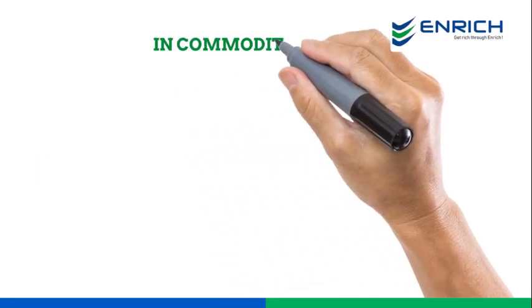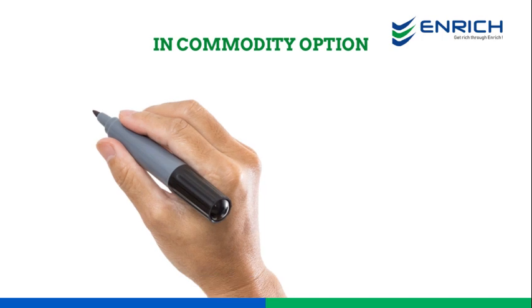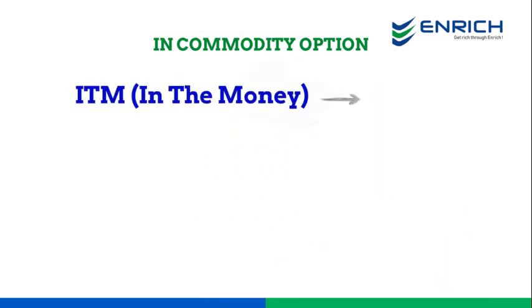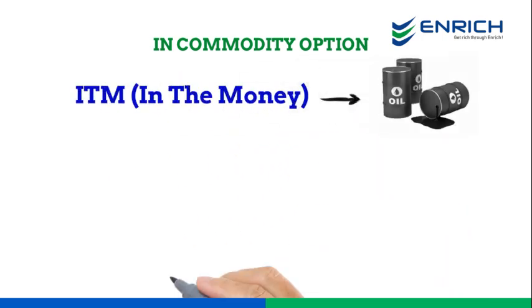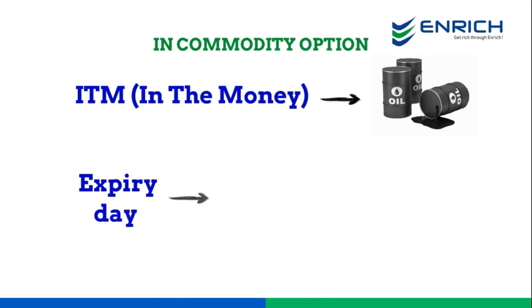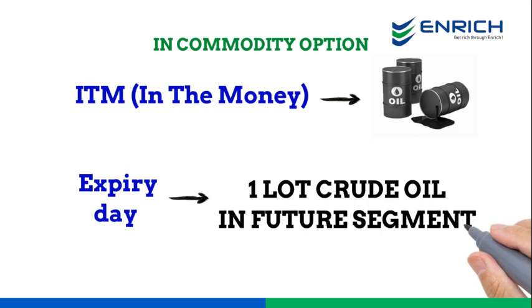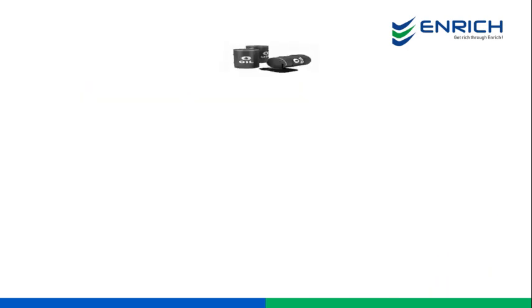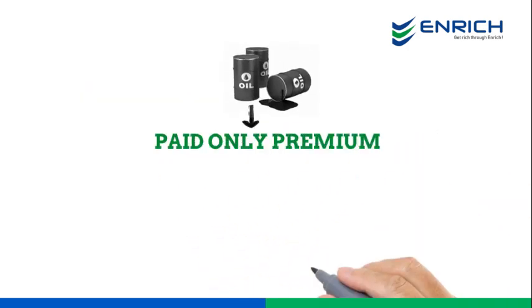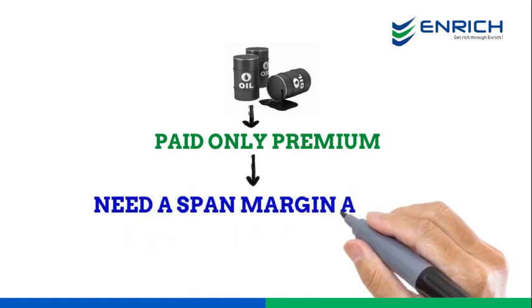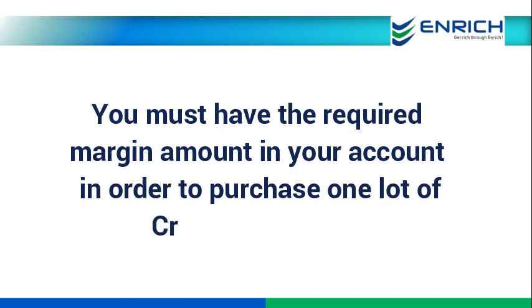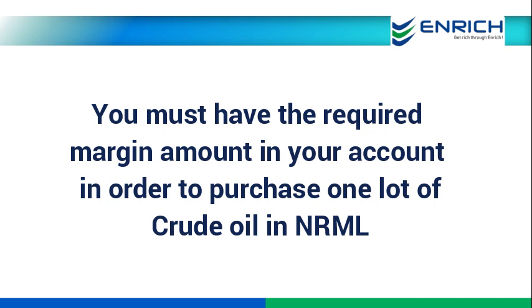Likewise, this can happen in commodity option as well. For instance, I have crude oil in ITM option or in the money option. Now, if I don't cut it 5 days before, one lot crude oil will be settled in future segment on the date of expiry. But I may have purchased by paying premium. However, my settlement takes place in the future segment. So the point to note here is that the margin required to buy one lot crude oil is needed in your account. This is the settlement process in commodity.